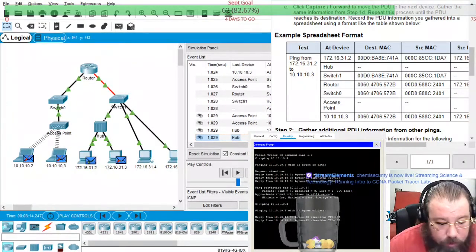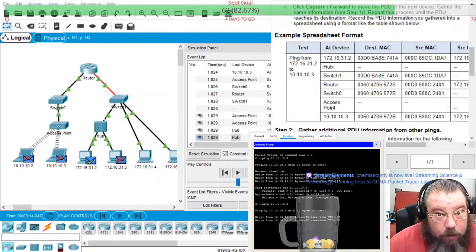I would like to know why at this point the access point automatically generates a frame to send to those laptops.